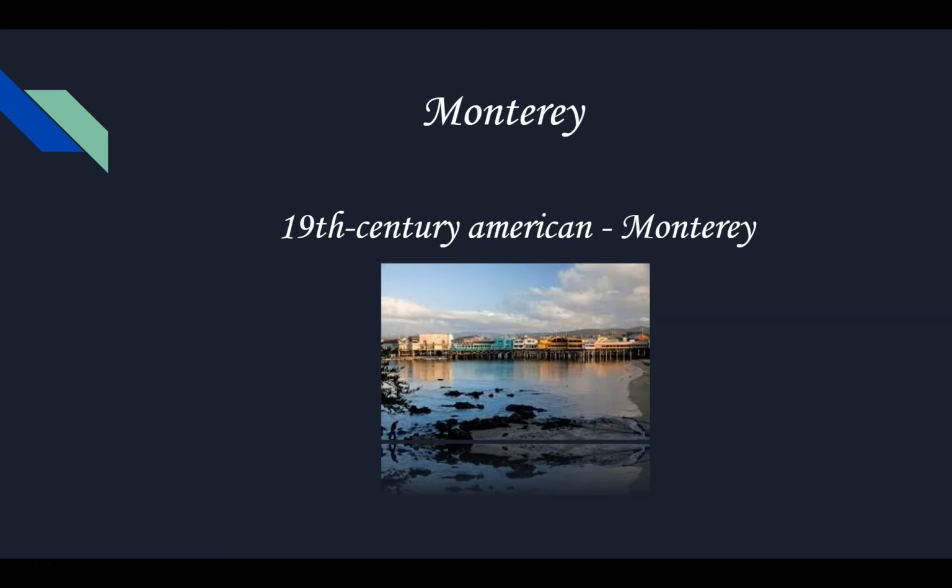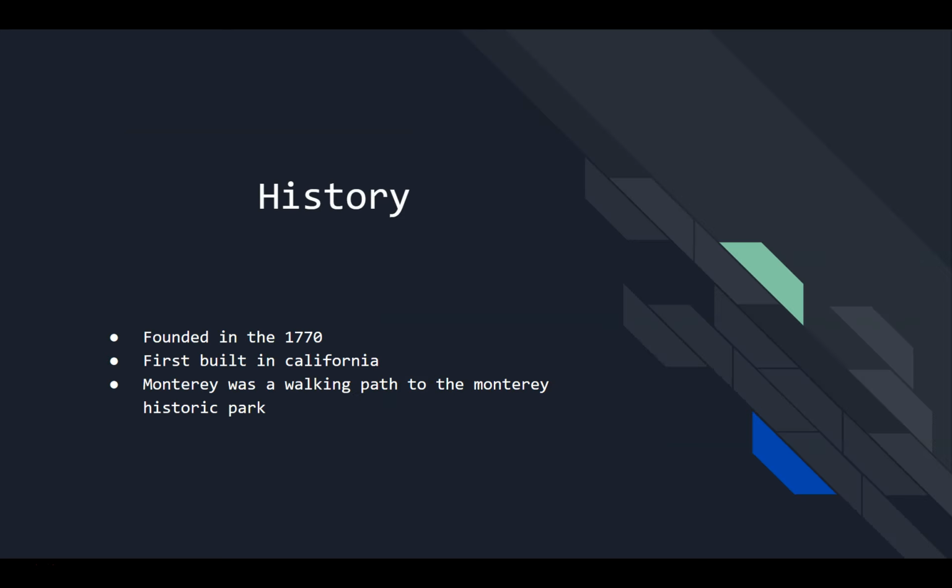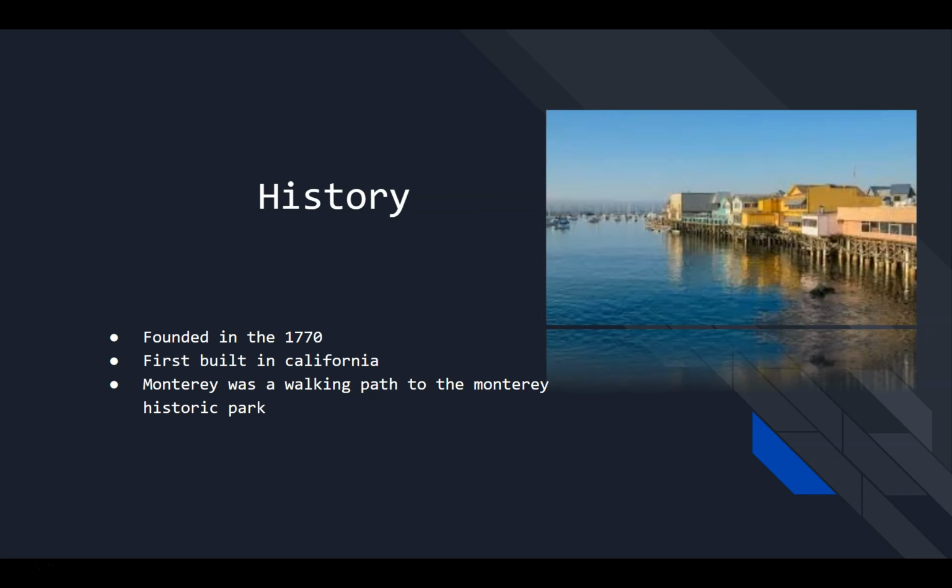My next one is Ontario, 19th century American. This was founded in the 1770s. First built in California. The Monterey was a walking path to a historic park. Basically, you can see right here.